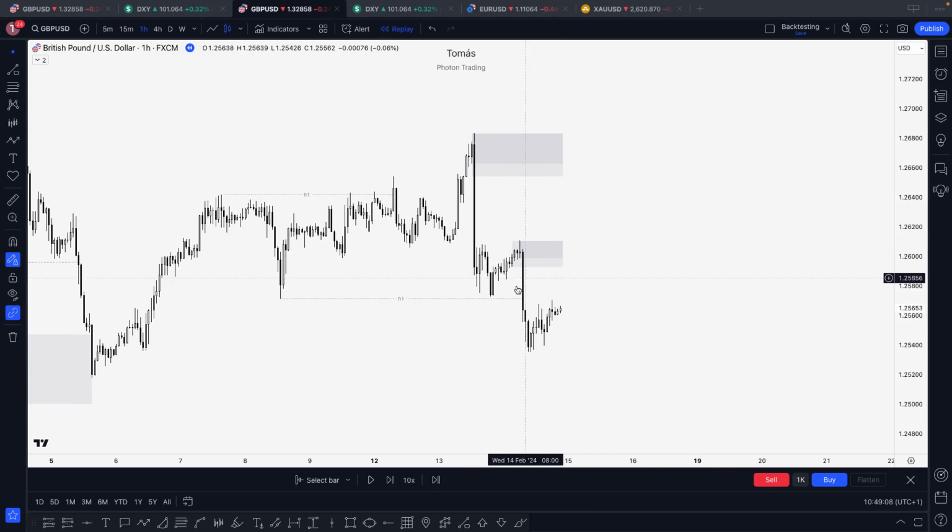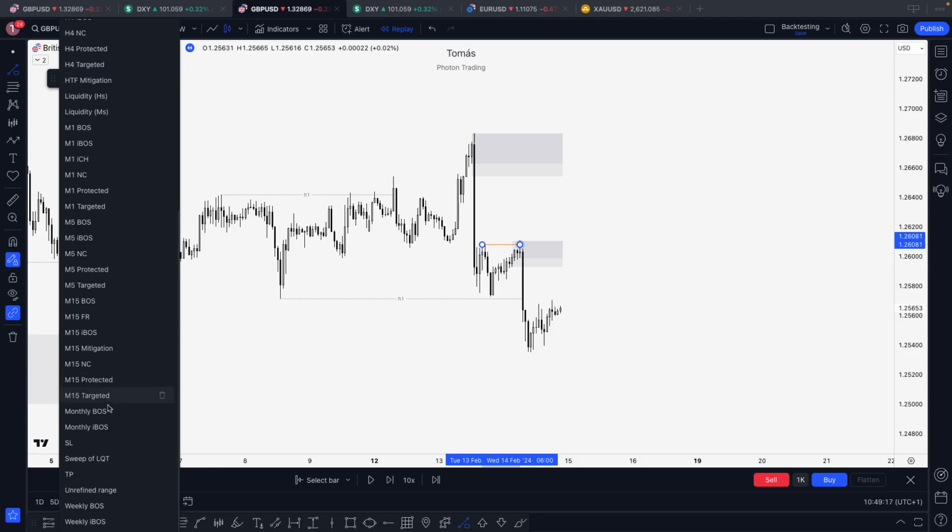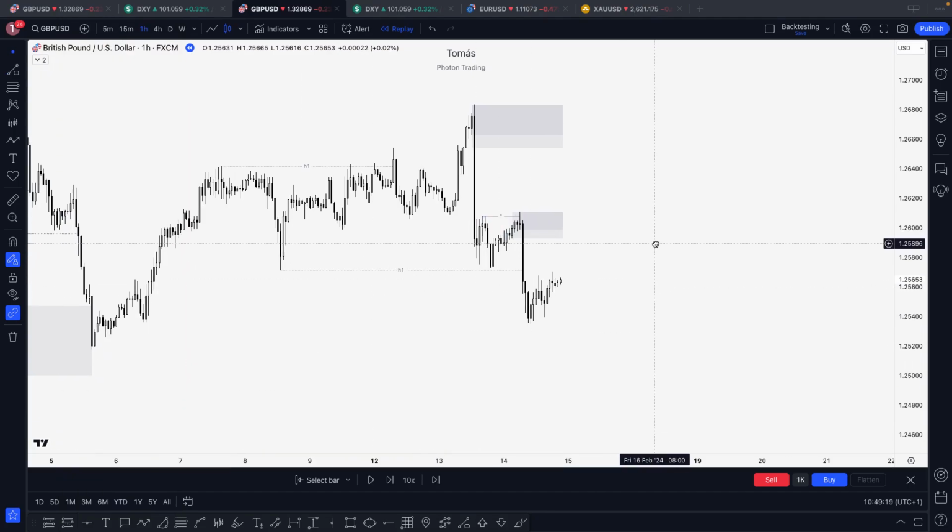This is like the H4 supply. It's very interesting that it's formed through a sweep of liquidity. So it's a high probability POI according to my rules, right? For me, it's a high probability POI. And I'm just interested in looking for sales from here or from here.